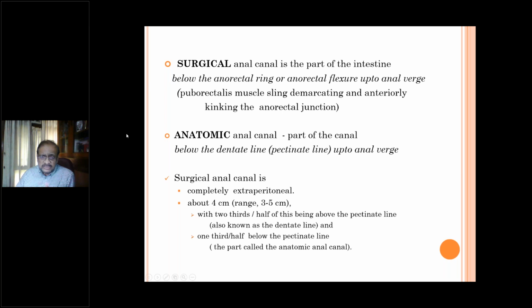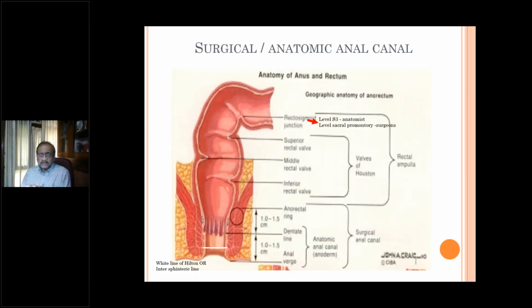Now, the surgical anal canal is completely extraperitoneal, about 4 centimeters. The range is about 3 to 5 centimeters in length, 2/3 or half above the pectinate line, and 1/3 to half below the pectinate line. Now, what are we trying to say? Look at this figure. It shows you a more complete picture out here. And if you look at this, this is the dentate line we're talking about, and this is the area of the surgical canal, right? So if you look at this, this is the area. See this levator ani, the puborectalis part of levator ani, fusing with the deep part of the external anal sphincter.